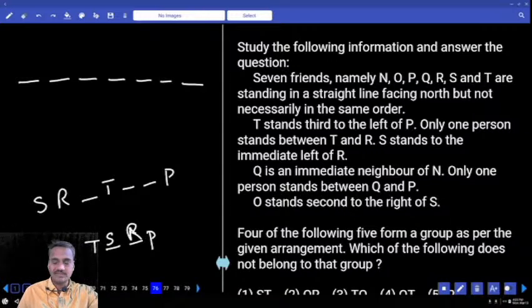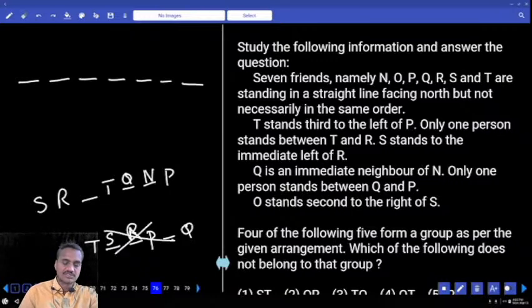And Q is an immediate neighbor of N. Only one person between Q and P. Q is here and P is here, and only one person between them, and Q is an immediate neighbor of N. There is only one person between Q and P. Now Q is here, immediate neighbor of N. And O stands second to the right of S.